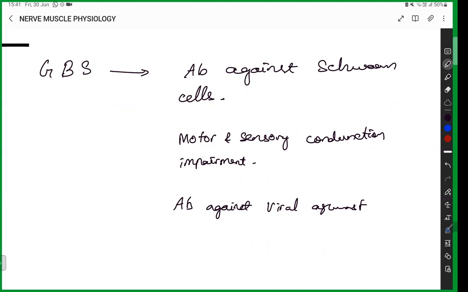This begins at the distal joint, like your lower leg, then slowly it ascends towards your proximal joint. So because it reacts to the Schwann cell, it causes ascending motor paralysis. It starts from the distal neuron and goes to the proximal joint. So you're going to have ascending motor weakness. What will be your treatment? Plasmapheresis, or IV immunoglobulin is going to be given. This is your GBS.